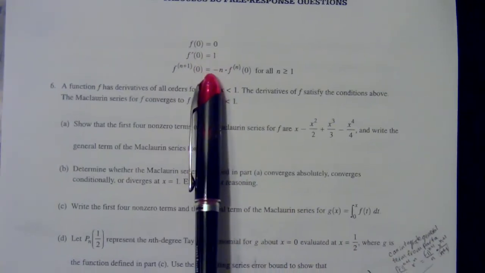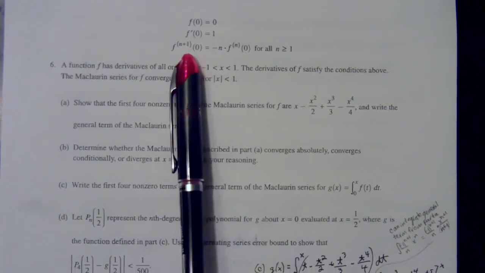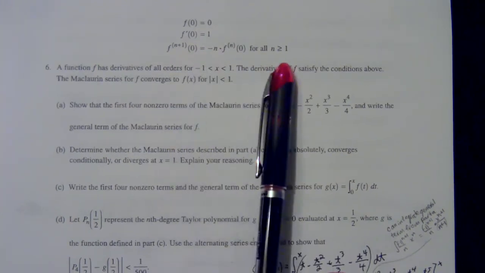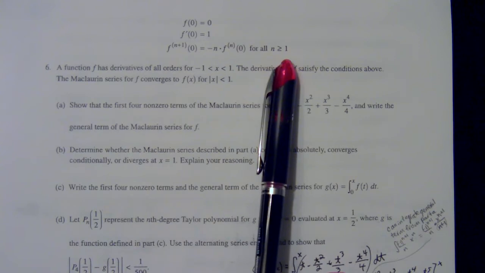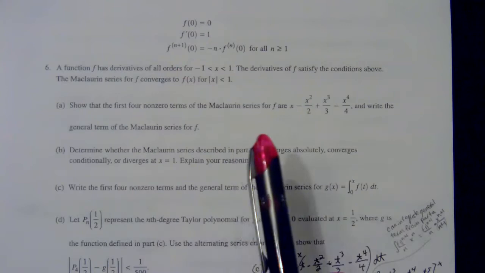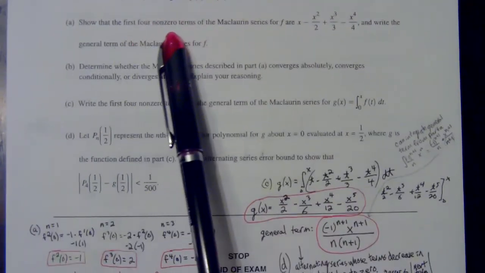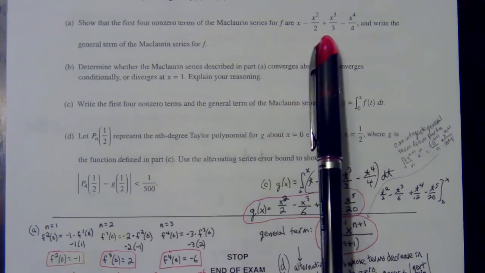We know we're going to need the main definition for the Taylor polynomial. And then it gives us a notation for the derivatives. It says for all the derivatives, n greater than or equal to 1, so I could plug in 1, 2, and 3 to get the second derivative, third derivative, fourth derivative, whatever I need there. Okay, so it says show that the first four non-zero terms of this Maclaurin series are that.